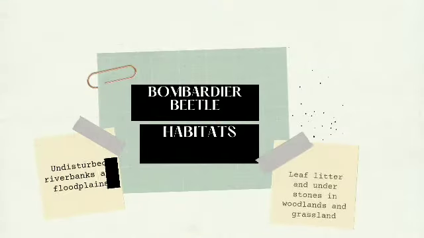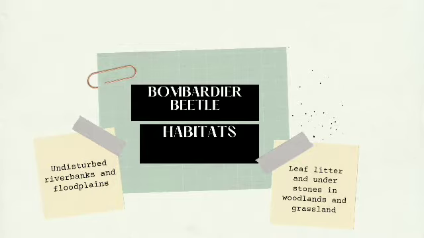Next, I'll be talking about where the Bombardier beetle lives. So the first habitat that they could live in is undisturbed riverbanks and floodplains. For those who don't know what floodplains are, a floodplain is an area of land that is prone to flooding, also known as a flat area of land next to a river or stream.